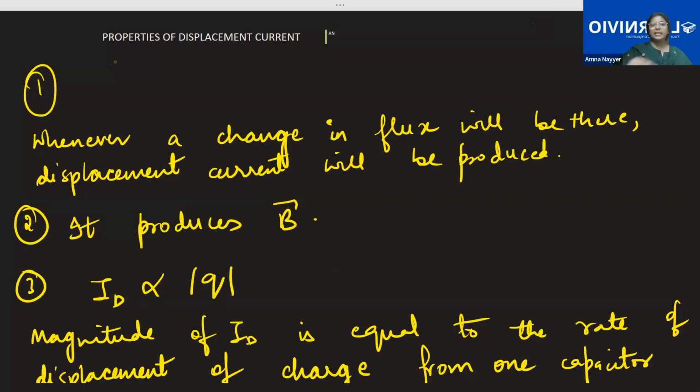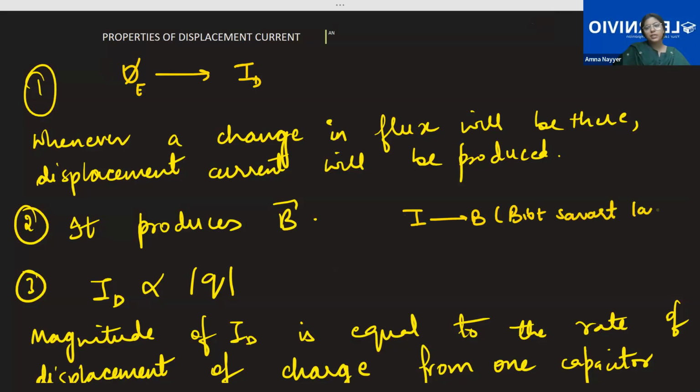Yes, ma'am. Okay, let's come to the properties. Four properties are there, very easy. First is what you already know, that whenever there is a change in the electric flux, that leads to the formation of a displacement current. Now, this displacement current can be a cause of producing a magnetic field also, like your usual current produces a magnetic field. This concept we studied in the Biot-Savart law. So, same thing, displacement current can also produce a certain amount of magnetic field.